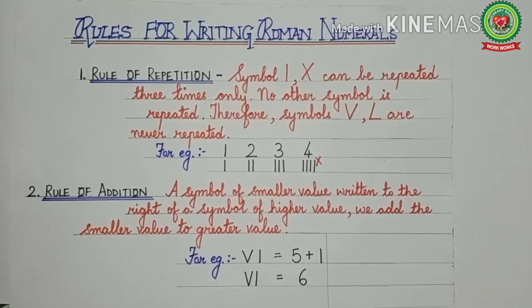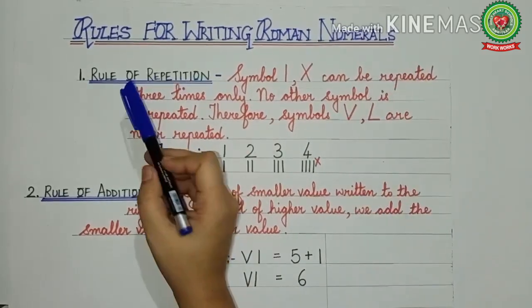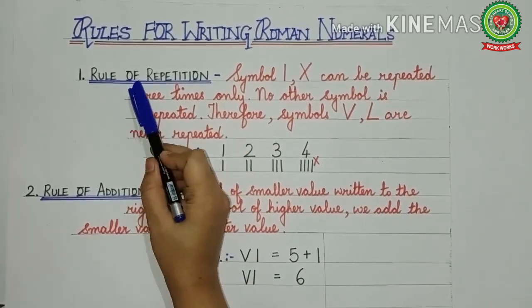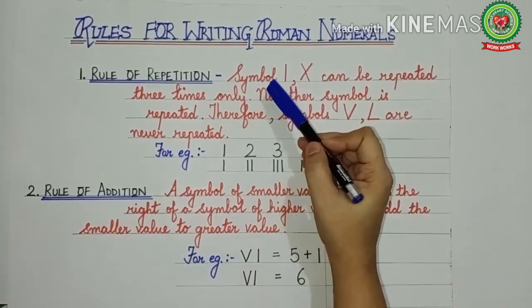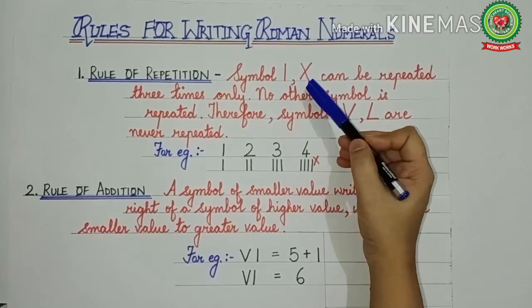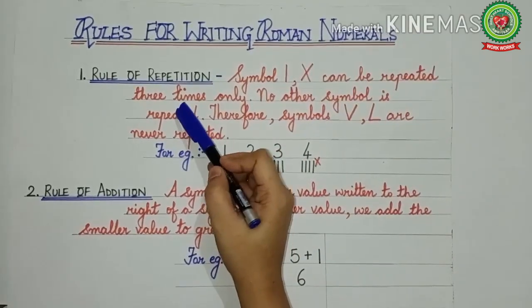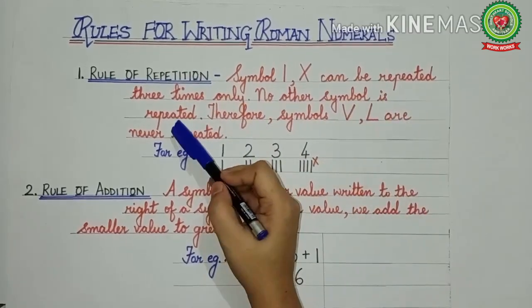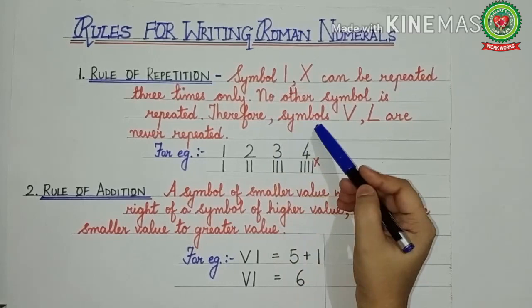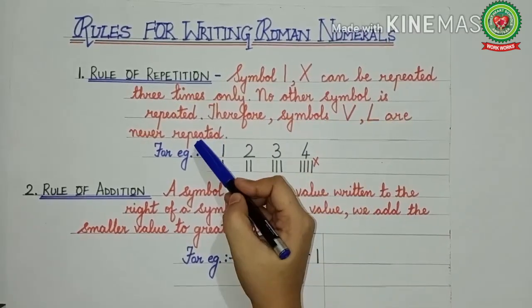Now let us see what the rules are for writing Roman numerals. The first rule is the rule of repetition. Read it along with me. Symbols I and X can be repeated 3 times only. No other symbol is repeated. Therefore, symbols V and L are never repeated.